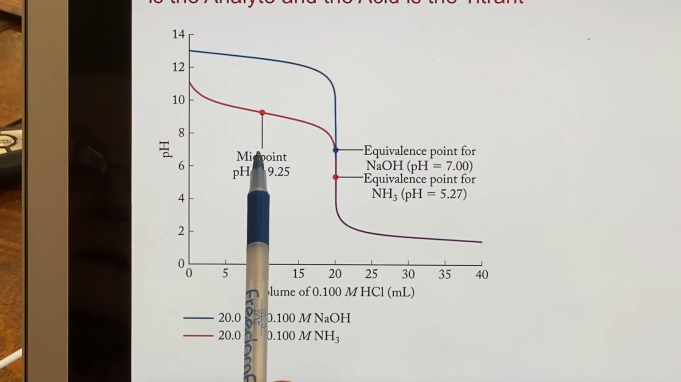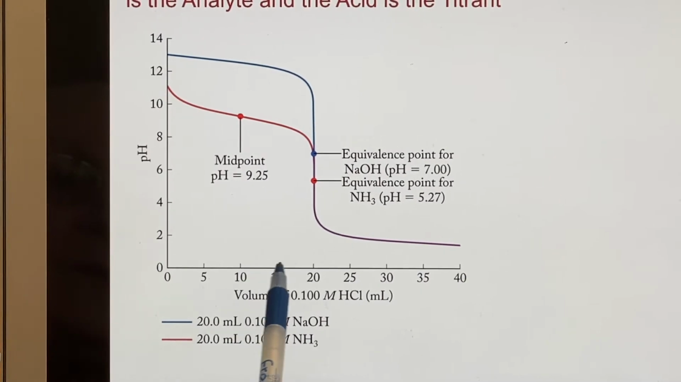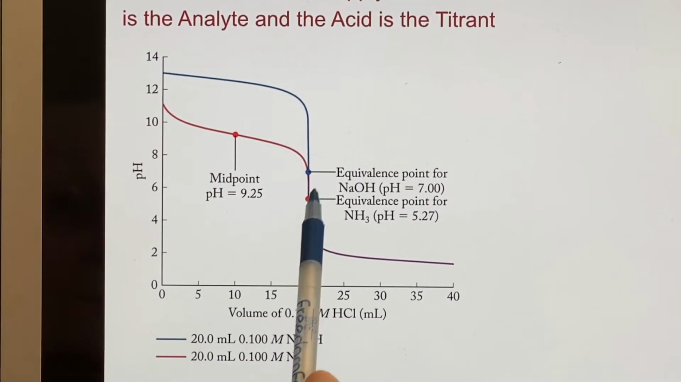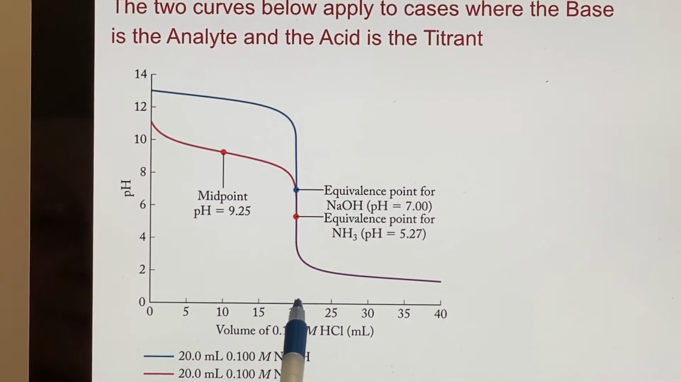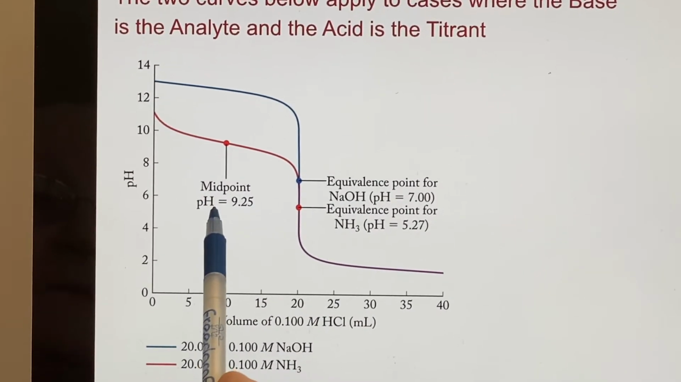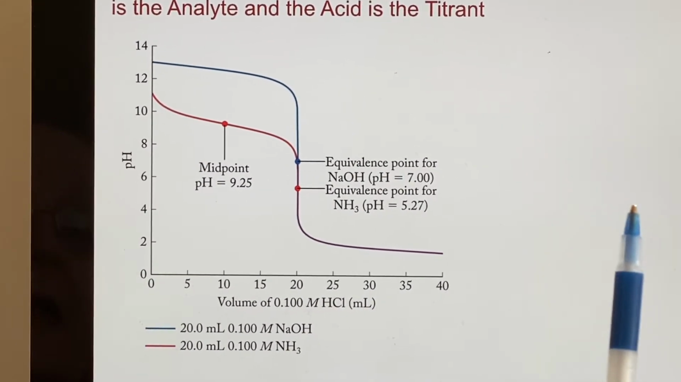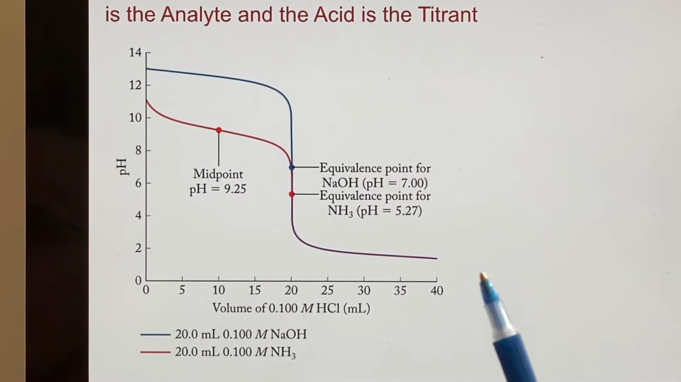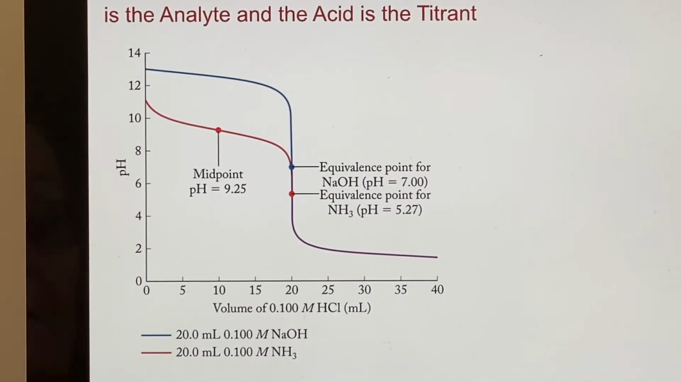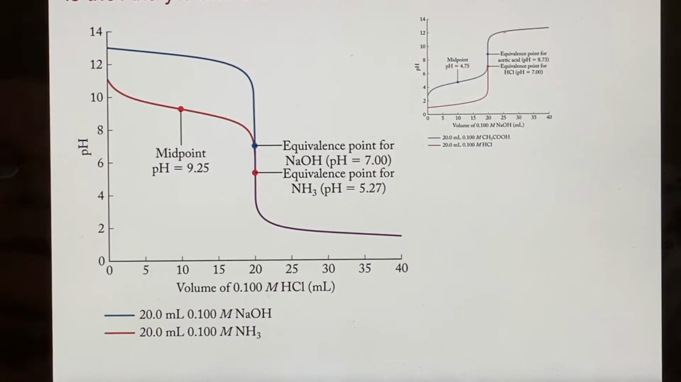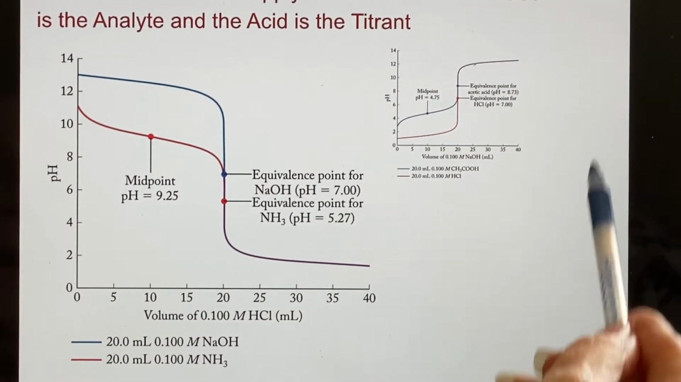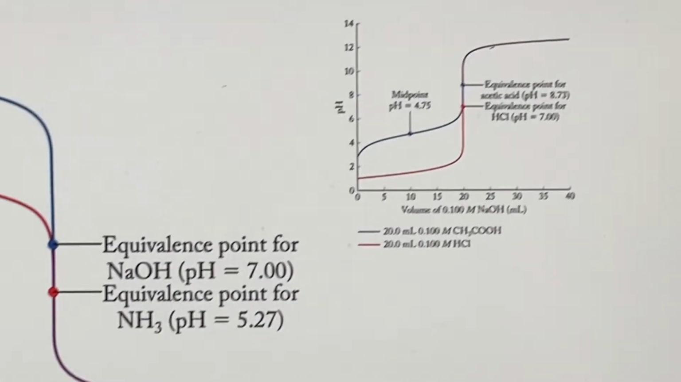The midpoint is still half the volume that got you to the equivalence point, and it's still going to end up giving you a pKa. Is it an A or is it a B? Think about it for a minute. There's an inset of the one that we were doing before, right?